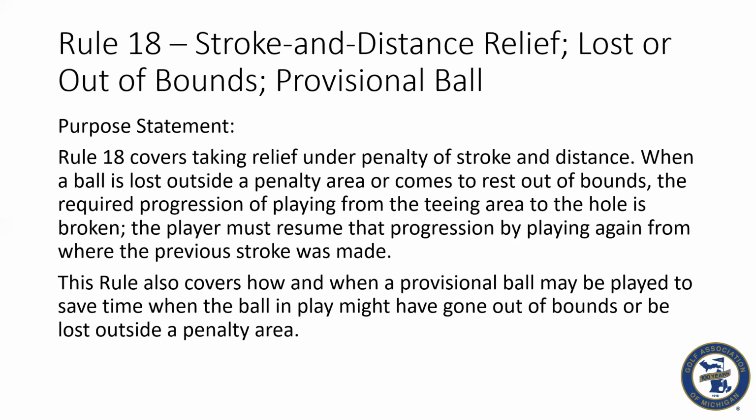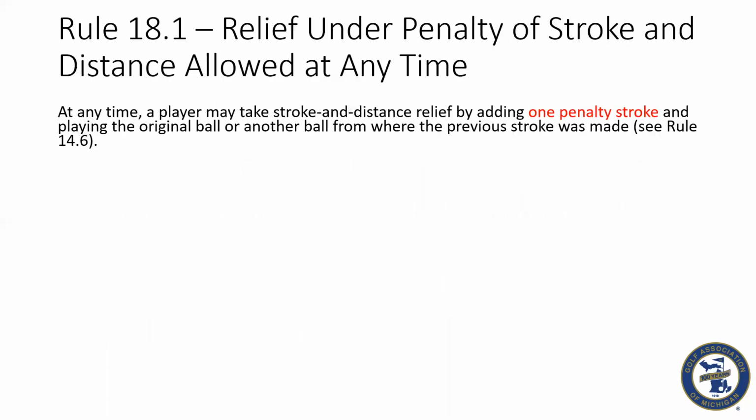And this rule also covers how and when a provisional ball may be played to save time when the ball in play might have gone out of bounds or be lost outside of a penalty area. So we still have those same conditions: we're only allowed to hit a provisional ball when we know it might be lost or out of bounds, and lost outside of a penalty area. If we know it's in a penalty area, we don't have the option to hit a provisional ball. In that case, it's just going to be stroke and distance, which we'll get to here.